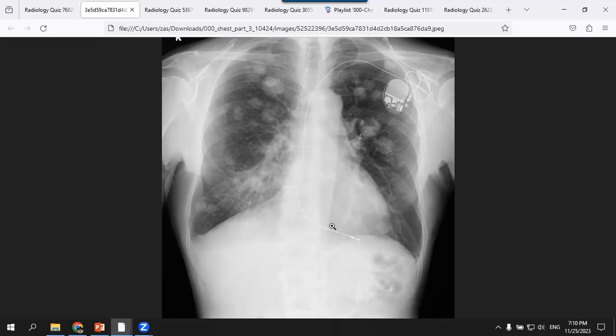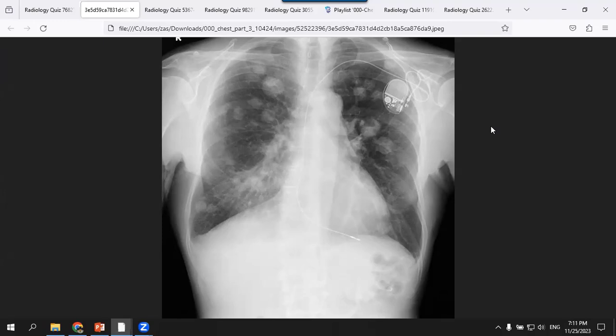Also, I note it is just over the heart. Where is it located, projectionally? In the left or in the right? It is on the left side of the heart. Okay, no problem. What else in the film?